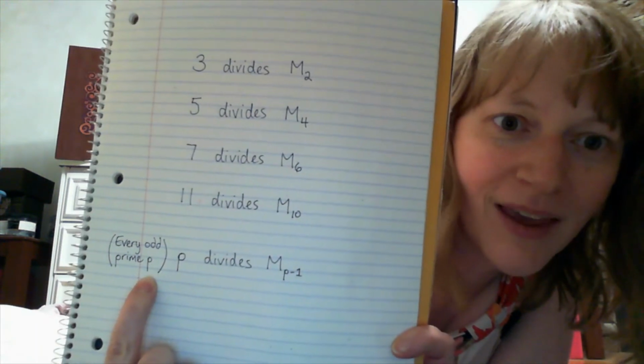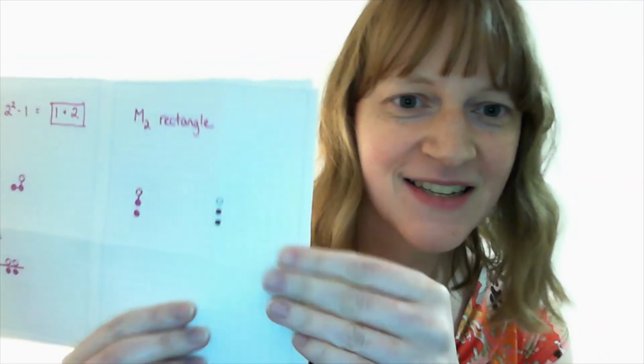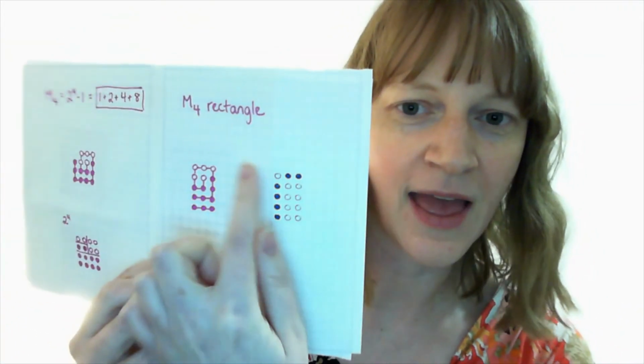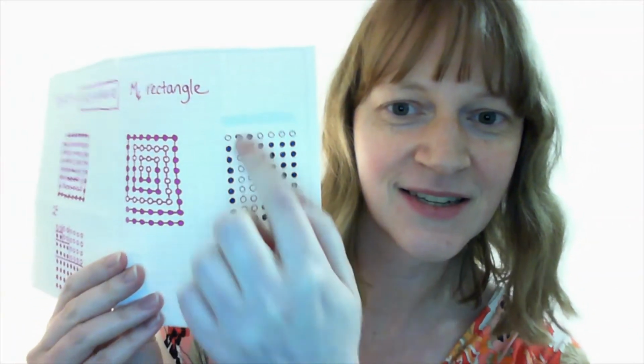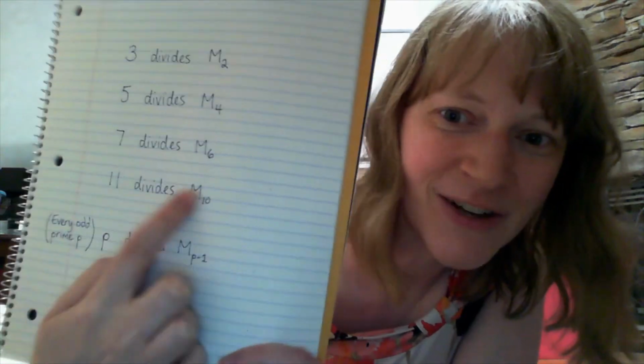For every odd prime p? Let's see. We know that the prime factor 3 divides M2. Yep, there it is. We can see it as a side length. The prime factor 5 divides M4, and there it is as a side length. We can see it. The prime factor 7 divides M6, and here it is as a factor. I think we have it. I think we have a way of showing our odd prime factors as side lengths. Yes! Rectangles are working! It shows this one too, right?